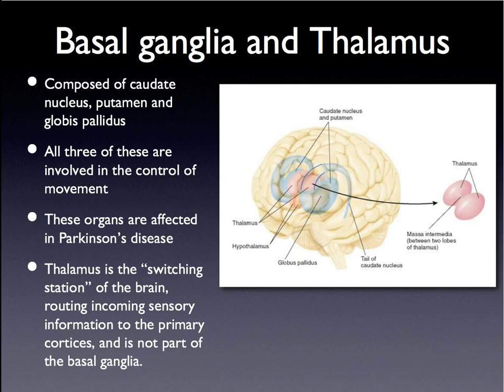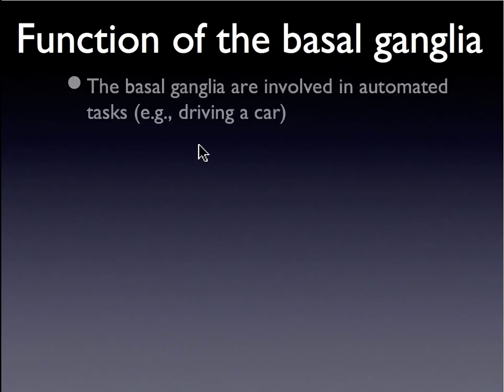And then you have a bunch of other structures, the caudate nucleus, the putamen, and the globus pallidus. And all of these are part of the basal ganglia, and they are responsible for the control of movement. And these are what's affected when you have Parkinson's disease. I'm going to go into this in a little more detail.